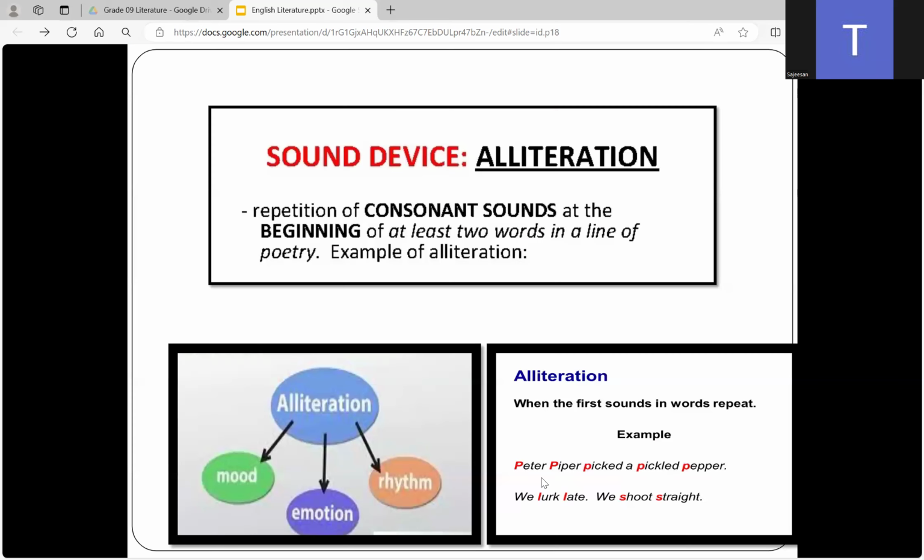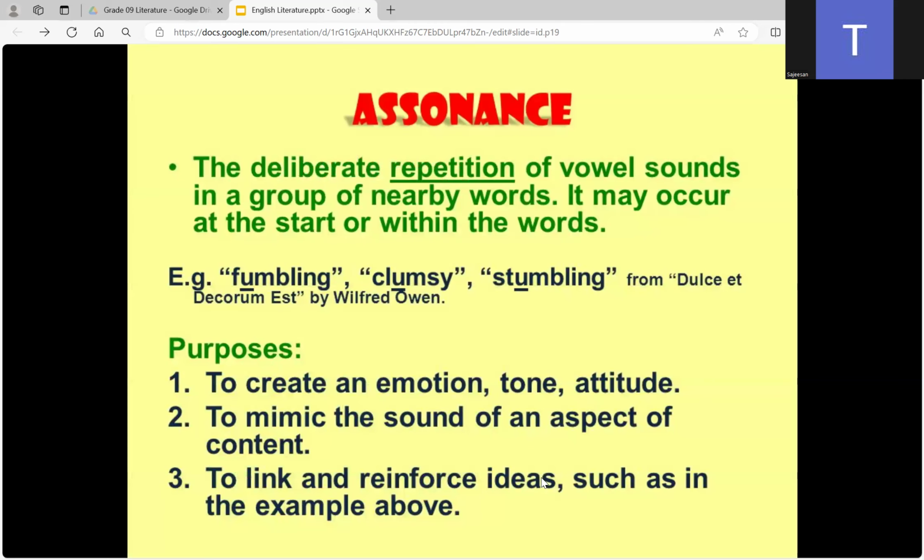Assonance. If alliteration is the repetition of consonant sound, assonance means the repetition of vowel sounds. It can occur at the beginning, in the middle, or at the end. Okay? Here you can see fumbling, clumsy, stumbling. The U sound is repeated. Can you read the purposes of using assonance? To create an emotion, tone, attitude, to mimic the sound of an aspect of content, to link and reinforce ideas, such as in the example above. Right, great.